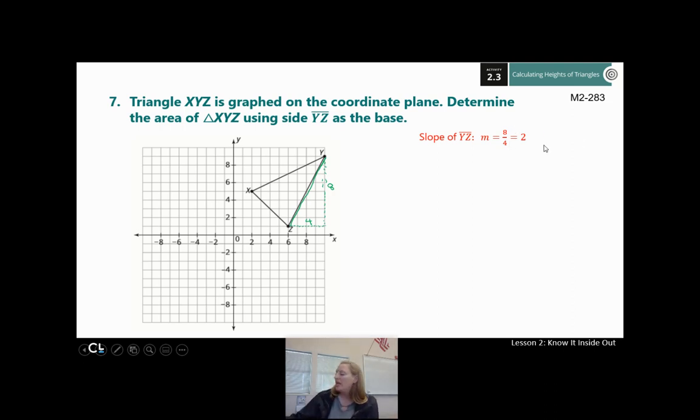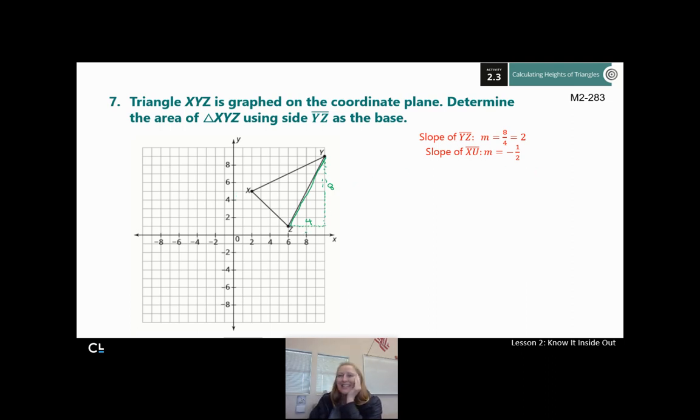8 divided by 4. Don't forget that the slope for your height needs to be the opposite reciprocal. So I have to flip my 2. So instead of 2, it's going to be 1 over 2. And I need to change the sign. Since this is positive, the slope of my height should be negative. Now I'm going to call this magic point that we hit U. You might have called it something else, but I'm using U. So I know the slope of my height should be -1/2.